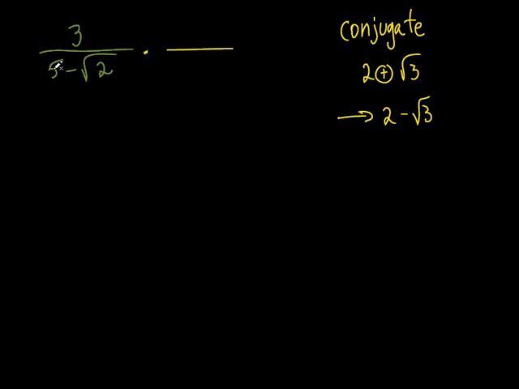What's the conjugate of 5 minus the square root of 2? It's going to be 5 what? You change the sign in the middle, so I'll change it to a plus. Everything else stays the same. Now, just like we did before, if you multiply the bottom by this, you're going to multiply the top by that as well.